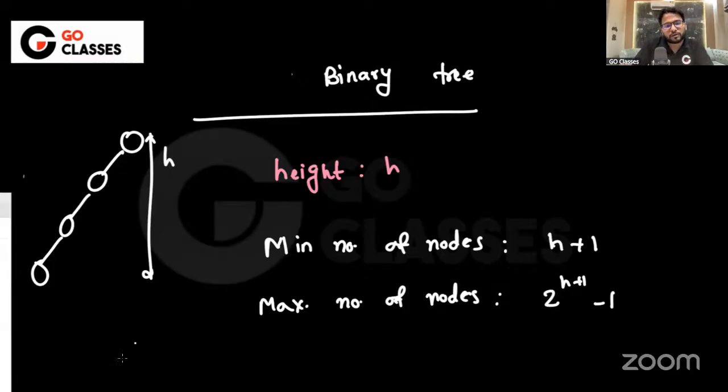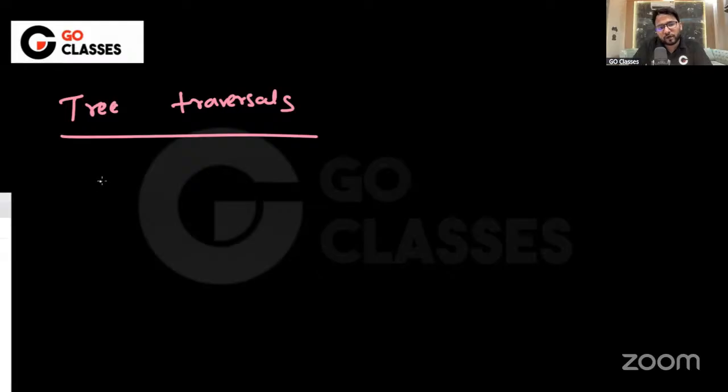Now let's move to the next thing, which is tree traversals. You might already be knowing there are pre-order, post-order, and in-order. So these are the three types of tree traversals.